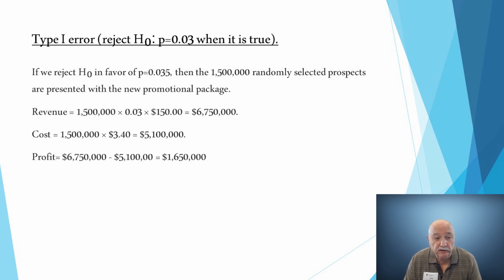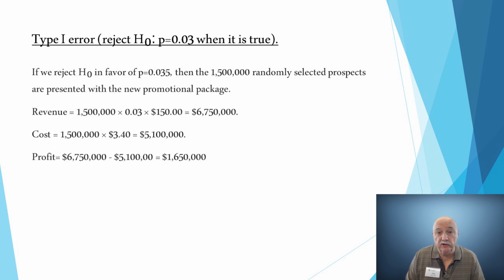Therefore, the arithmetic says that the revenue turns out to be $6,750,000. What's the cost? Well, 1.5 million packages. Since you've used the new promotional package, that's $3.40 per package. Therefore, you have a cost of $5,100,000. If you subtract the 5.1 from the 6.75, you have a profit of $1,650,000 associated with the type 1 error.